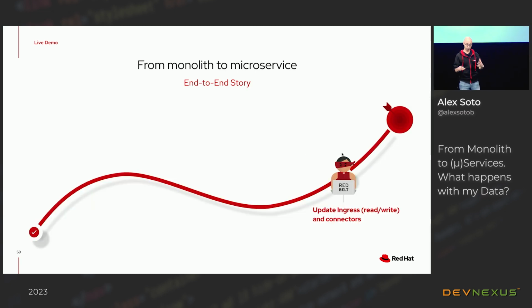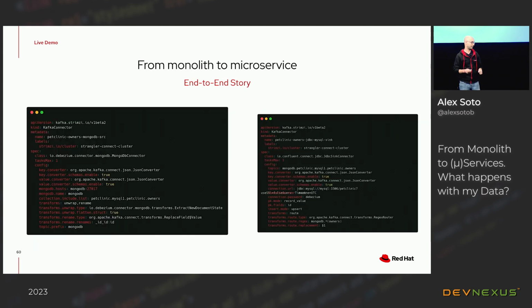Then, if it works, comes the next part, which is update the ingress for using read and write. So when I want to read from owners, I need to do it from the new service. When I want to write, I also want to use the new service. And I need to configure the other way around. So remember, now I'm writing to MongoDB, and I want to propagate this change to MySQL. And to do that, again, it's just a matter of configuring these Kafka connectors, saying I want you to propagate the changes from this MongoDB collection to this MySQL table. This is what I'm doing here.